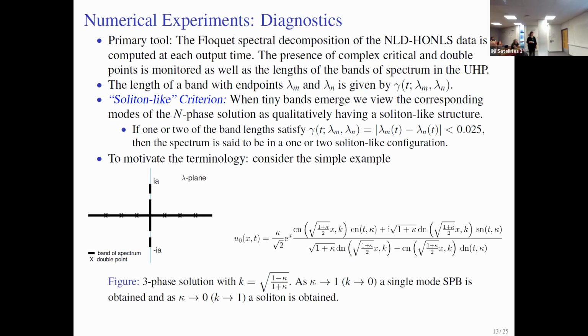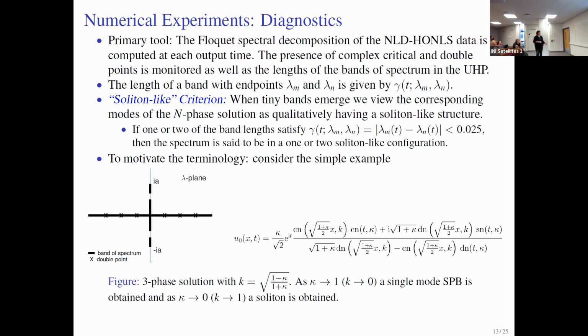We didn't initially start out to do that. It's just that in the experiments, we were surprised that we started seeing that we were obtaining these extremely tiny bands of spectrum. The length of the band of spectrum is denoted by gamma, and we set this criteria that when these tiny bands emerge, we view the corresponding modes of the in-phase solution as qualitatively having a soliton-like structure if one or two of the band lengths satisfy gamma less than 0.025.